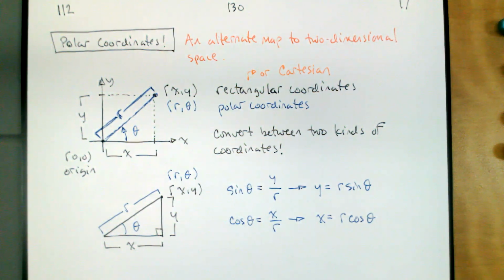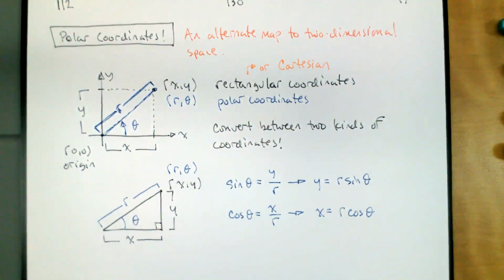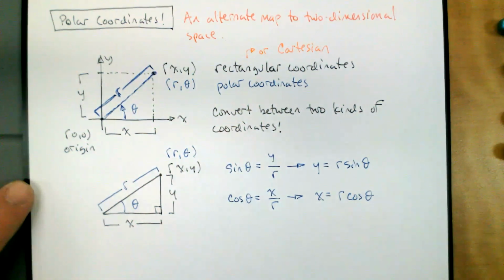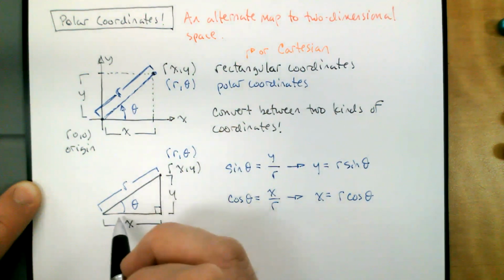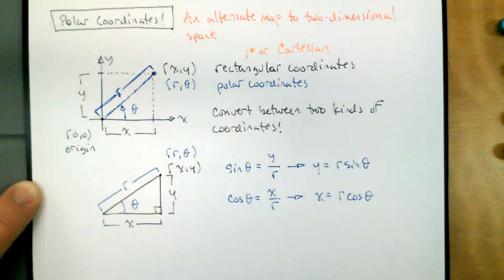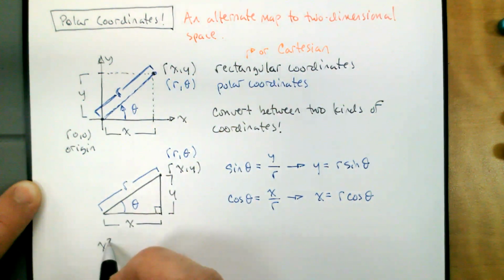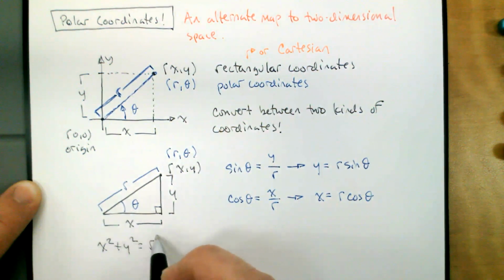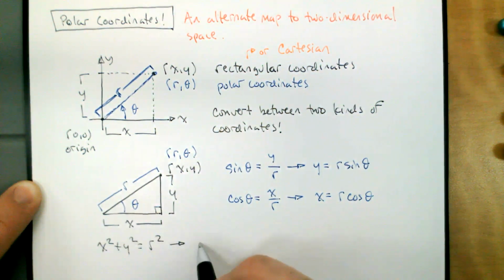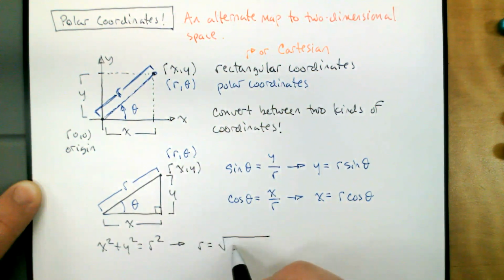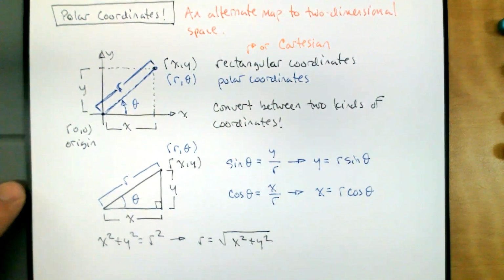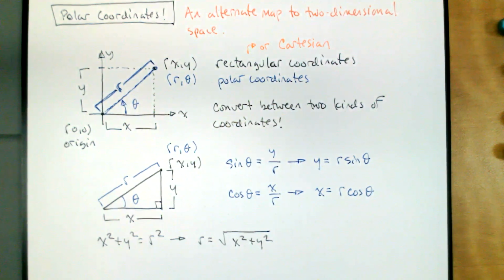I can also write r and theta in terms of x and y. Here we put x and y and wrote them in terms of r and theta. We can also write r and theta in terms of x and y. So if we want a relationship between x, y, and r, since we're looking at a right triangle, we can say x squared plus y squared is equal to r squared. So r is going to be the square root of x squared plus y squared. There's r in terms of x and y.